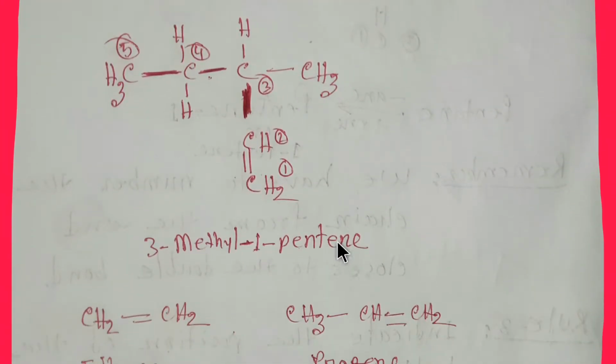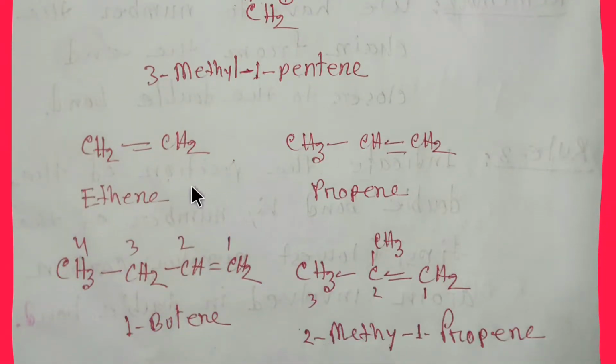So what will be the name of this compound? This is ethene, this is propene, but this is 1-butene. And what will be the name of this compound? 1, 2, 3, this is 2-methyl-1-propene. I hope this is clear to you.